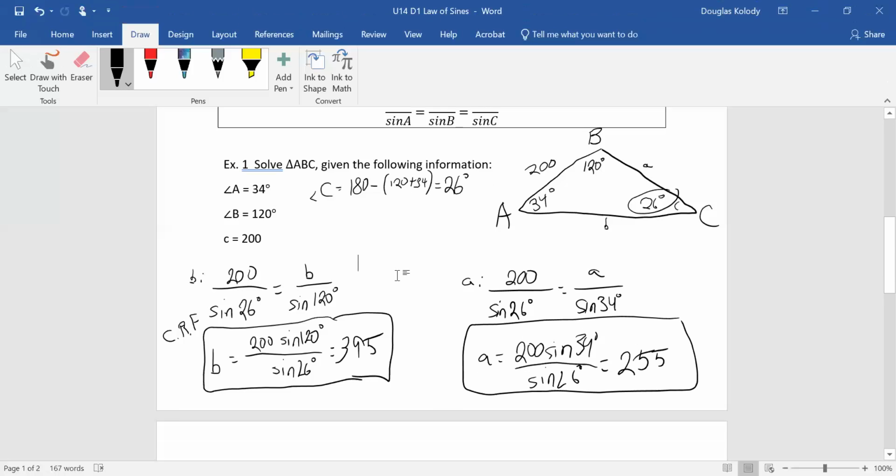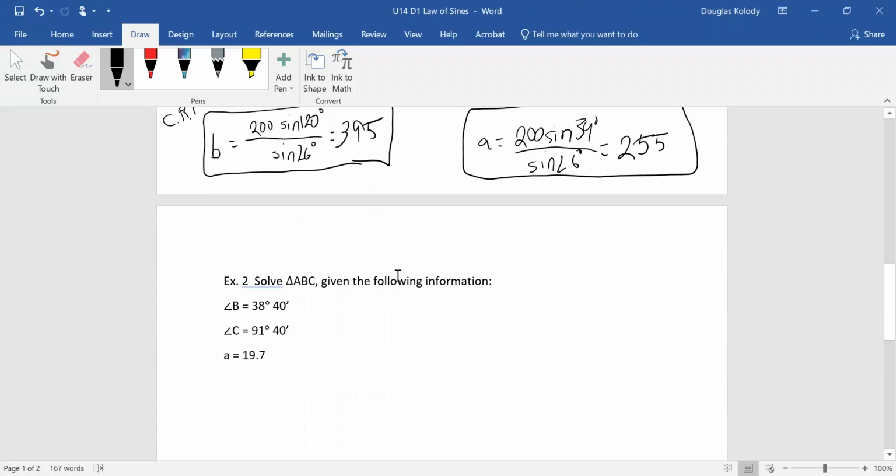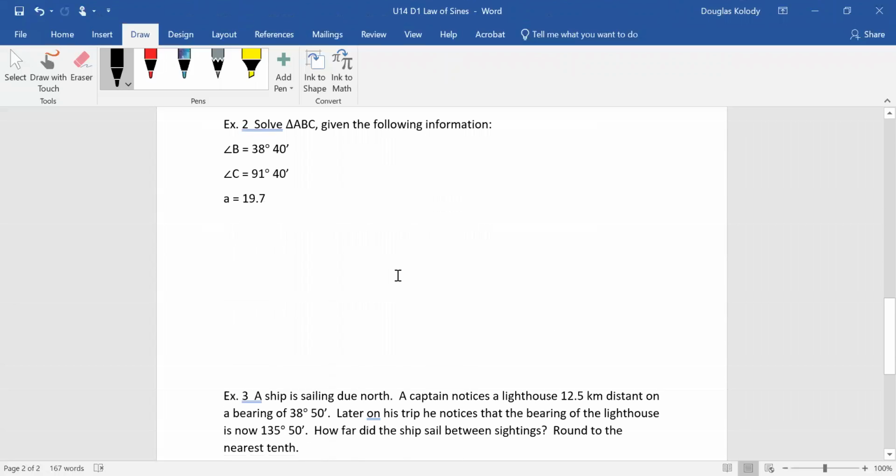Yay. Let's get to example 2. Pause and rewind this video, slow it down, go at your tempo. Example 2. We are now going to solve another triangle, a non-right triangle. This time the angles are in degrees and minutes. Not a big deal. Let's get after it.